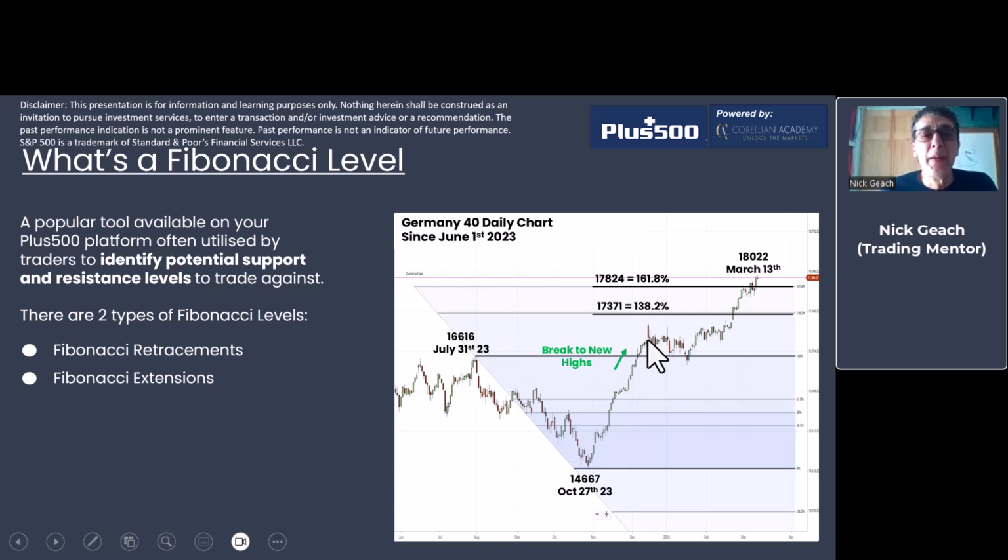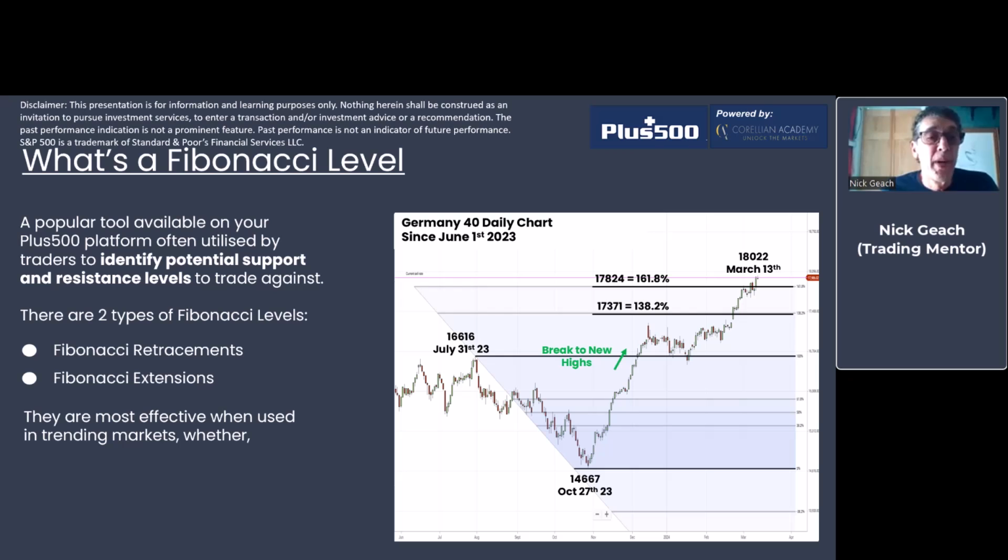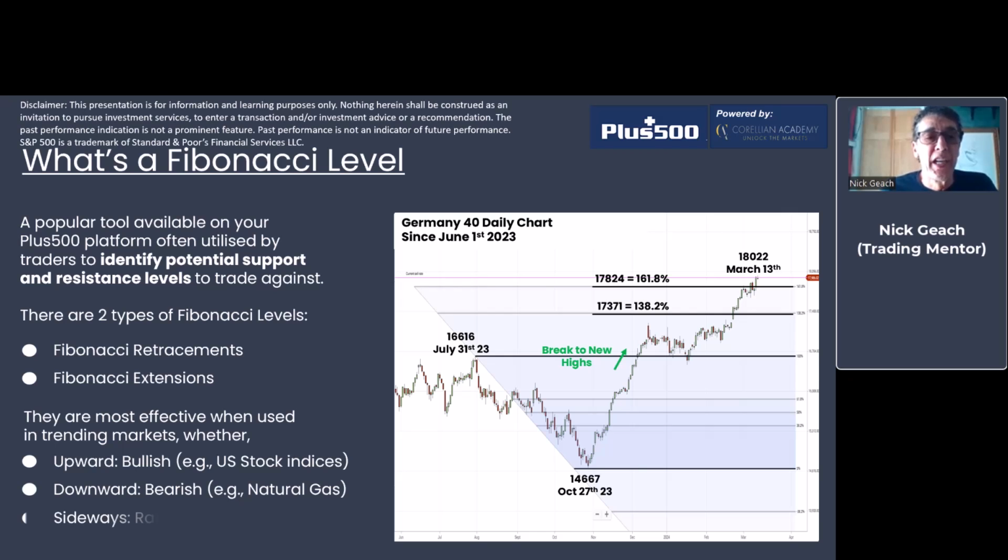And there's really no limit to the scenarios that you can use the Fibonacci tool. It can be applied to a bullish trend, like we're seeing in most equity markets for the last few years, or a bearish trend, like we're seeing in natural gas, or even in a sideways range or consolidation phase, like we're seeing at the moment in oil or the UK 100. So what do we need to know about using them?